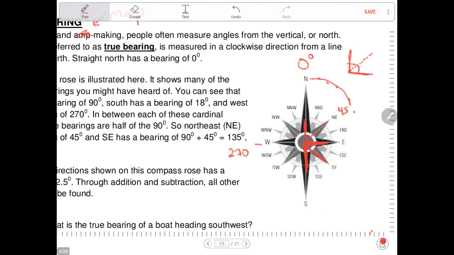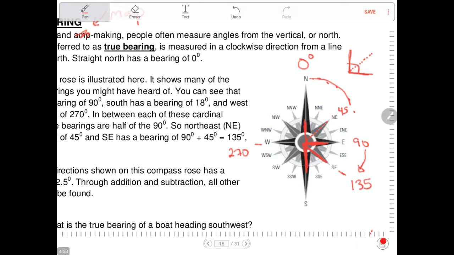So what you have to do is don't put southeast as 45 degrees. That's wrong. What you actually have to do is think to yourself, okay, east was 90 degrees. If I go to southeast, I have gone 45 more degrees. 90 plus 45 is 135.